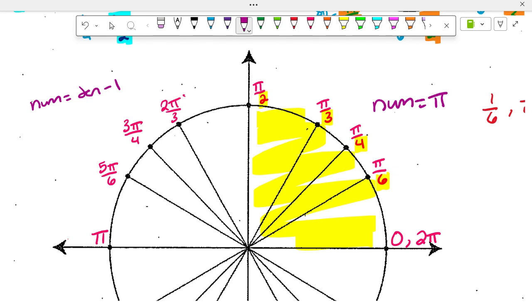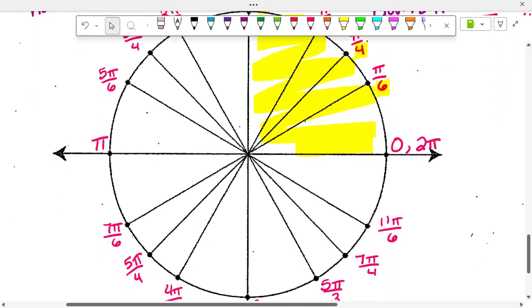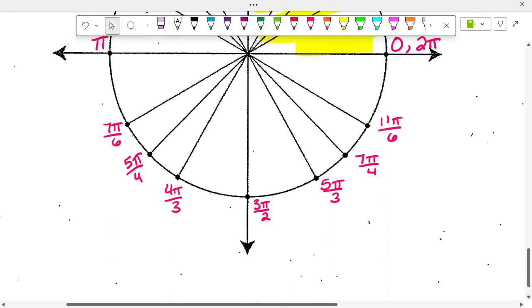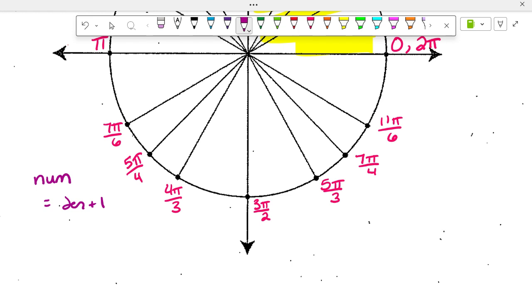See how it's going? They're always going to have pi in them. Just get that in your head now. They're always going to have pi in them. If they don't, you're wrong. The only one that doesn't is the 0. That's it. The third quadrant. Look at the numerators versus the denominators. It's 1 more. So the numerator is equal to the denominator plus 1. So we know the denominators are going to be some form of 6, 4, and 3. So if you add 1 to each of those, that'll be 7, 5, 4.